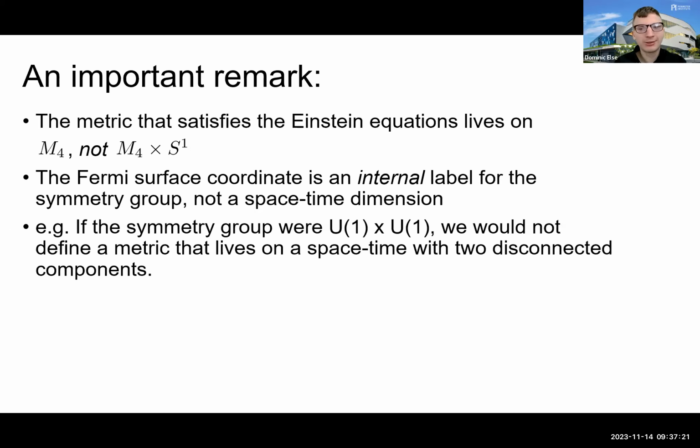This additional coordinate that we introduced is S1. It's not a spacetime coordinate, it's an internal label for the symmetry group. That's something that I think people often get confused about. Just to illustrate this, if say the symmetry group was not LU1, but it was just U1 times U1, you wouldn't say that because we have a U1 times U1 symmetry, we should define the metric on a spacetime that has 2 disconnected components. I mean, that wouldn't make any sense. But saying that the LU1 symmetry gives you an extra spacetime dimension would be exactly like that. So that's just not what we want to do. The S1 is an internal index label, not a spacetime dimension.